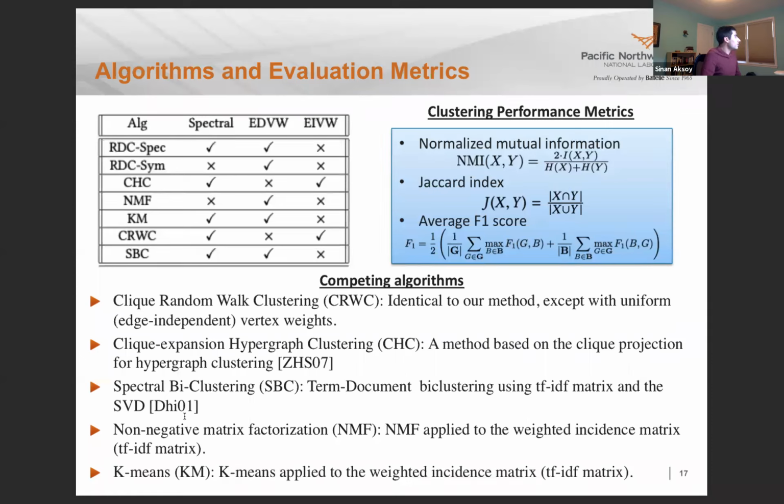And then we also looked at a number of methods that don't take a Laplacian as an input, but rather take the rectangular incidence matrix of the hypergraph. We looked at one that was based on an SVD. We looked at simply applying NMF to the TF-IDF matrix. And we also just looked at k-means. So those were the algorithms, and for the metrics, we ended up using some really standard ones: NMI, Jaccard, and then F1 score.